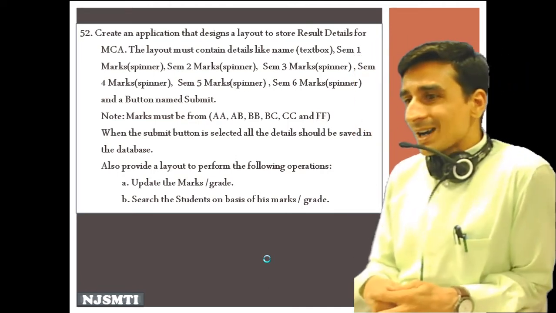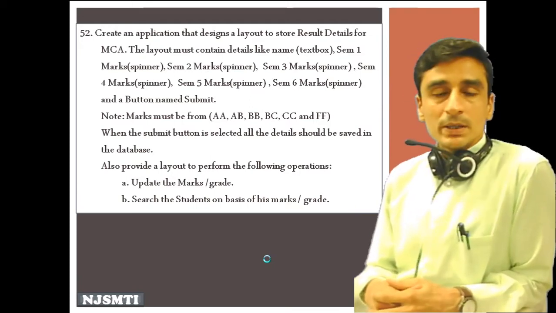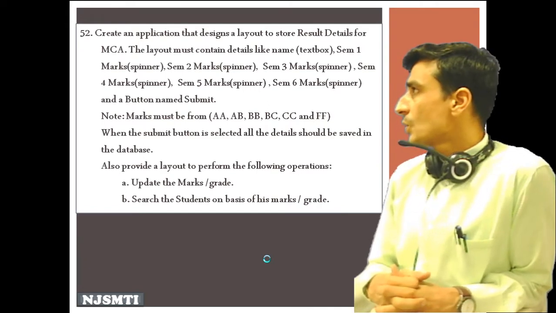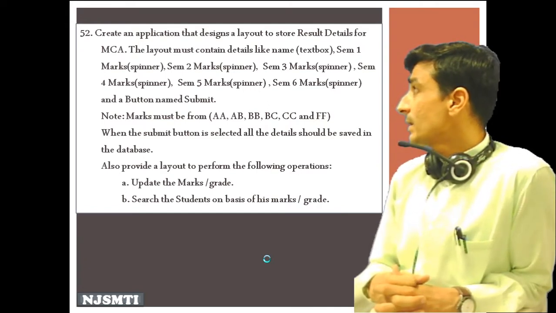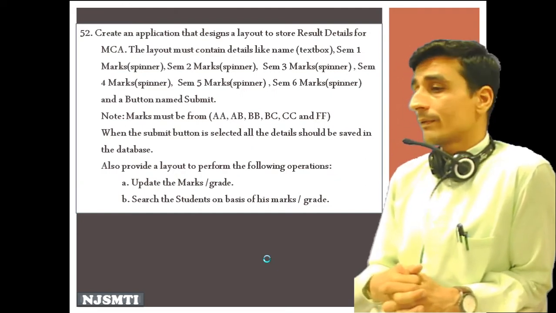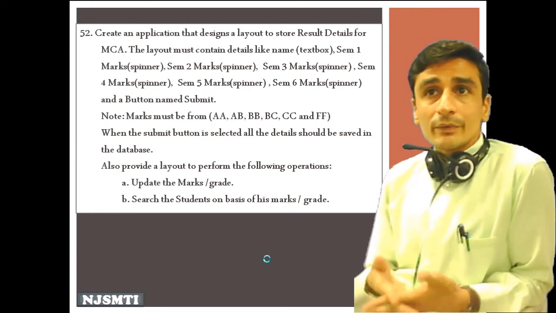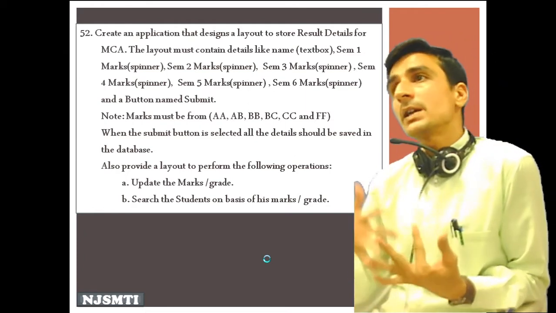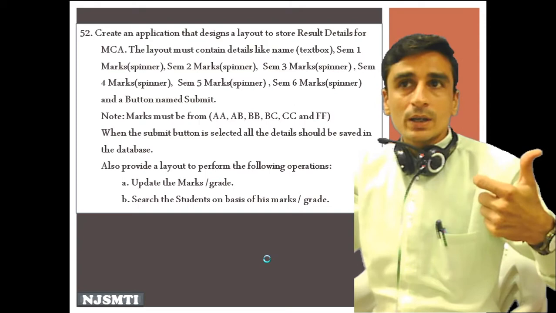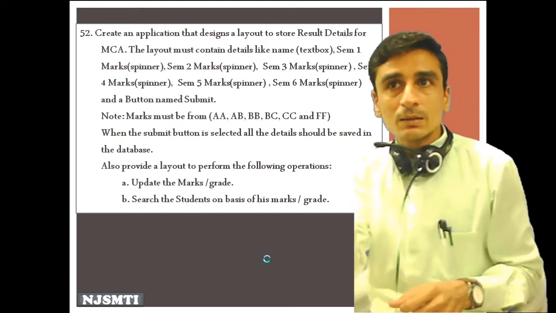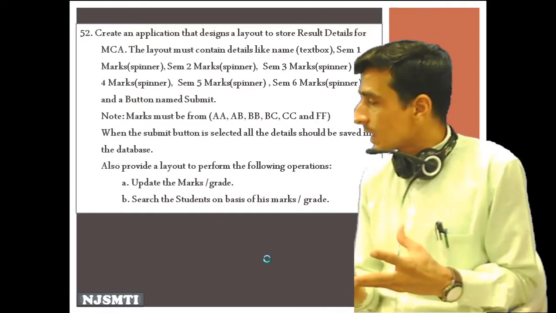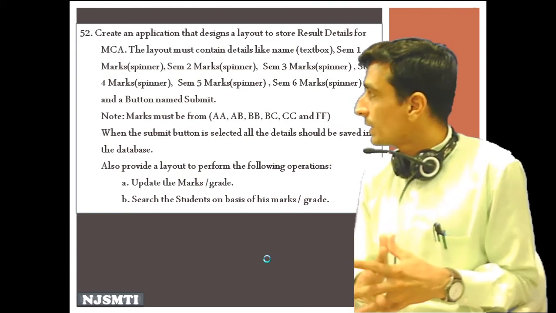Notice that marks must be from AA, AB, BB, BC, CC, and FF. So marks should be AA, AB, BB, BC, CC, FF. It means that we are providing a spinner. It is a predefined list of items. So here our spinner will contain grades from which the client will select a particular grade. So 6 spinners.